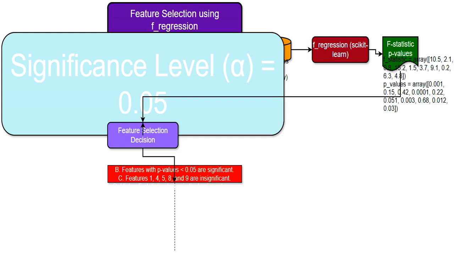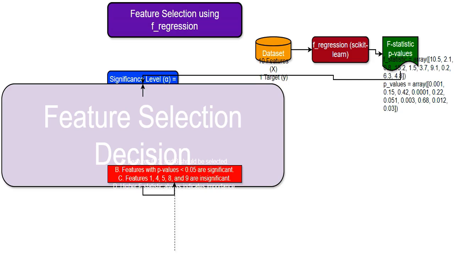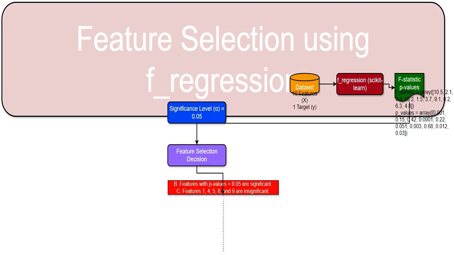This is the significance level I set: 0.05, or 5%. It's a threshold. P-values below this threshold indicate a statistically significant relationship between a feature and the target. Based on the p-values and significance level, I'll determine which features are important enough to keep and which ones I can remove.